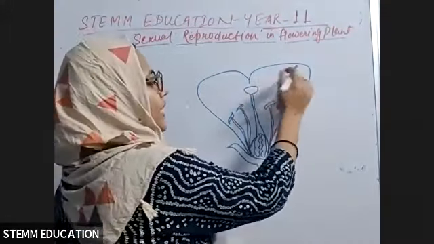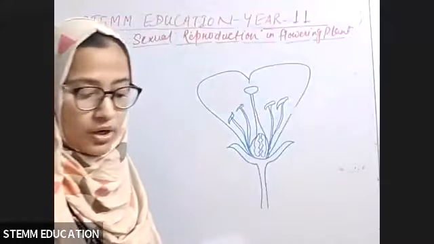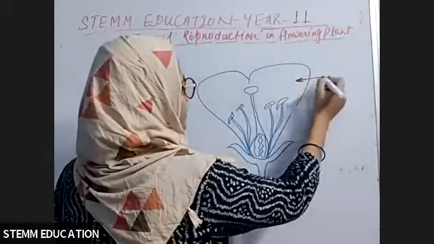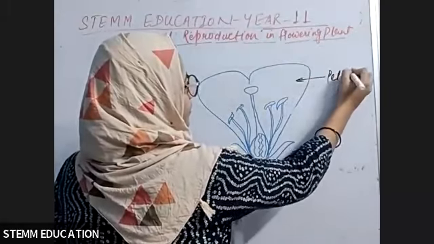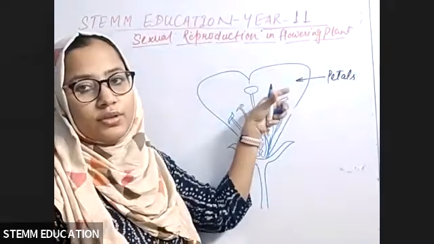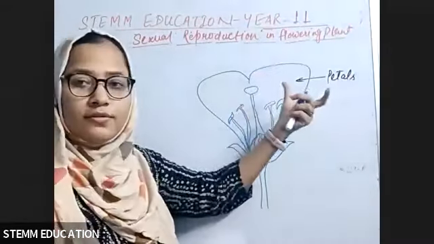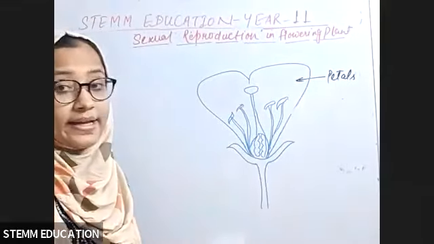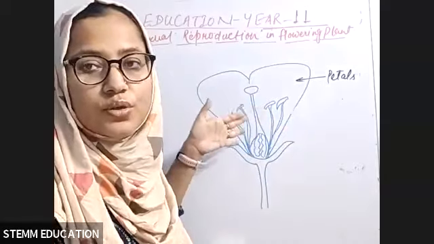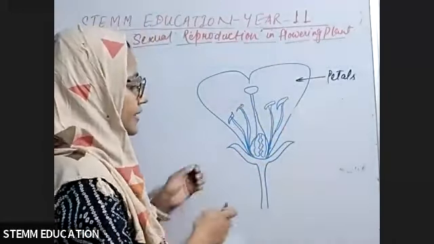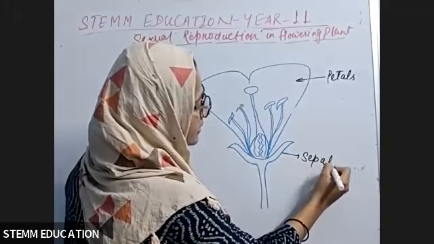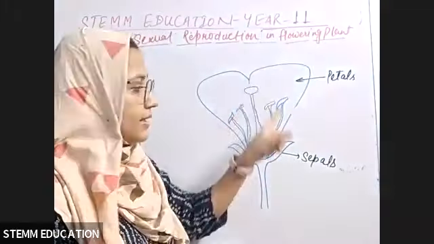This broader part is known as petals. Generally, it is colorful and attractive. Why is it colorful? I'll tell you the functions also. And this is the sepals. This is petal, this is sepal.